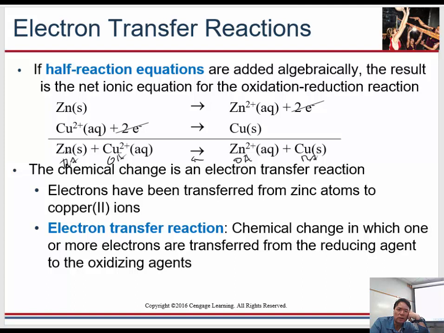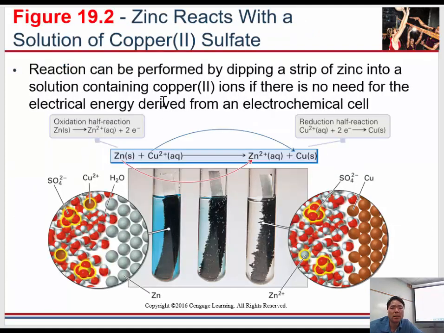But we look on the redox chart, and it turns out copper 2 is a stronger oxidizer than zinc 2. And zinc is a stronger reducer than copper. In other words, copper is less active, it's a weaker reducer than zinc. Zinc is more active. Here, we don't want it to react directly.